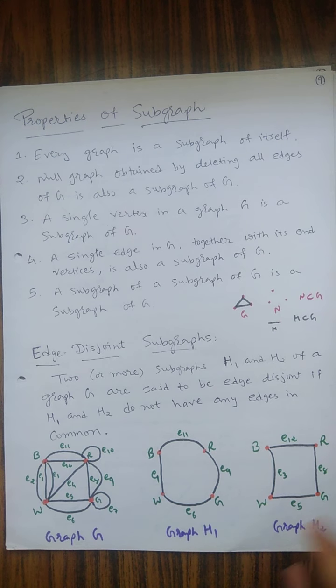Similarly, I take the same vertices B, W, G, R, but the 4 edges are all different: E3, E5, E8 and E12. So H1 and H2 are both subgraphs of G, and both have the same vertices, but their edges are different. So this type of subgraphs are called edge disjoint subgraphs. Okay, so this is edge disjoint.